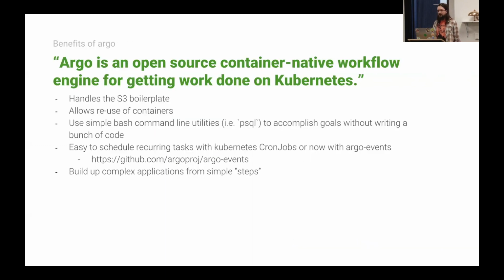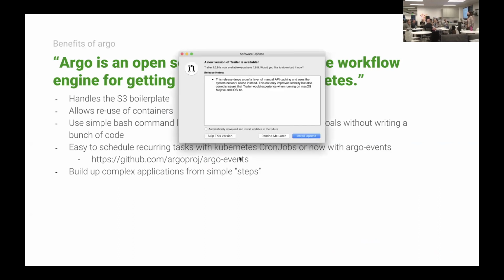So Argo is essentially an open source container native workflow engine, which allows you to get work done in Kubernetes. We first deployed Argo at Gladly about a year ago to actually run our machine learning training workflows. Some of the things that Argo does for you is it handles S3 boilerplate. So without you having to write any code, it's able to upload.